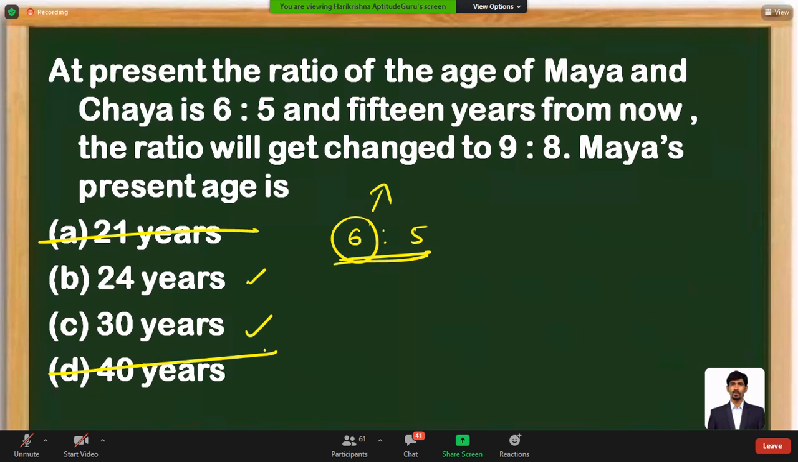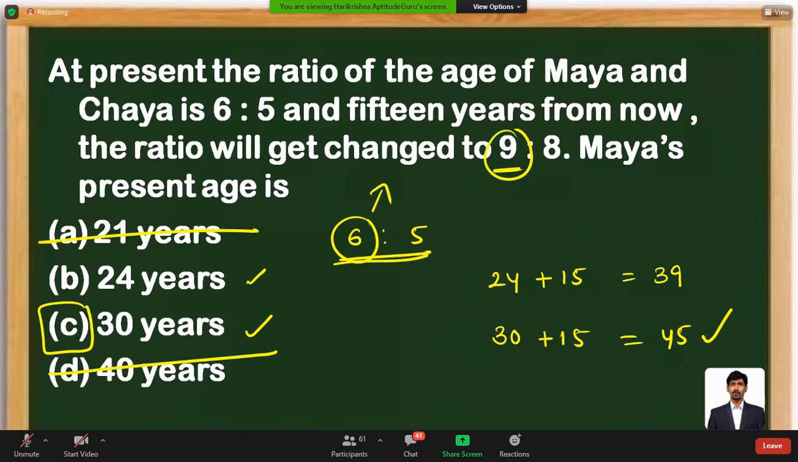Looking at the other possible values, 24 and 30 are possible. If you take 24 as the age, after 15 years that age will be 39, and the ratio changes to 9:8, so is 39 a 9 multiplier? No, definitely not. If you take 30 as the age, after 15 years the age will be 45. Is 45 a 9 multiplier? Yes. Mark it as option C.